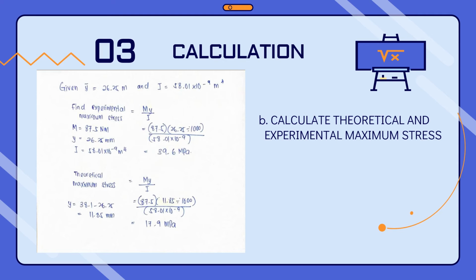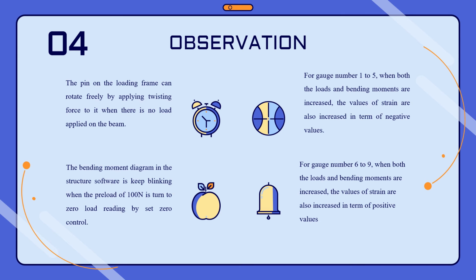To find the theoretical maximum stress, we use the same formula but a different y bar, which is the total length for both materials minus the y bar of the neutral axis, which is 38.1 minus 26.25, and we get 11.85. You can directly calculate using My over I, and you get 17.9 megapascal.